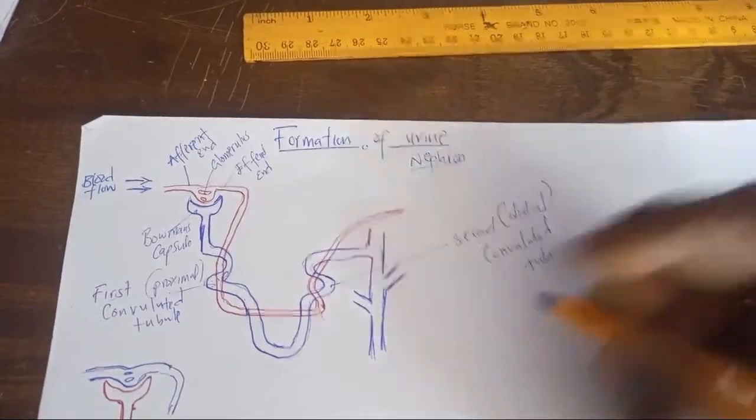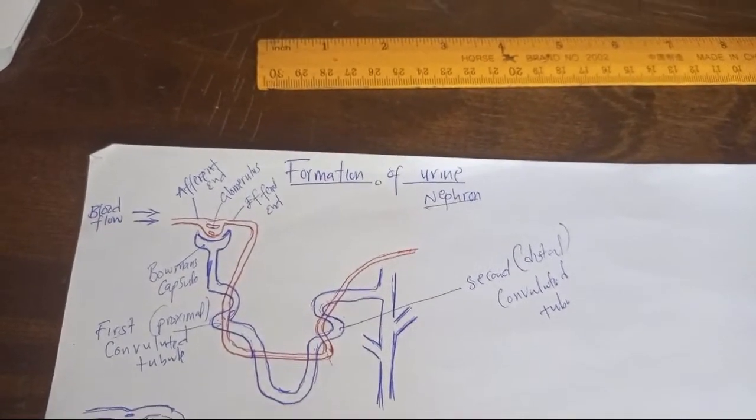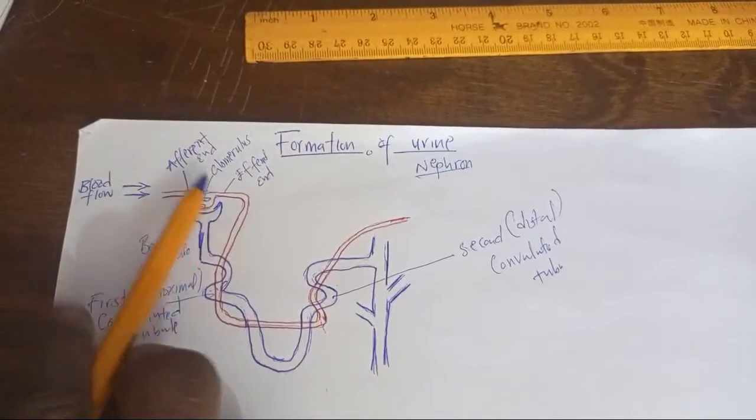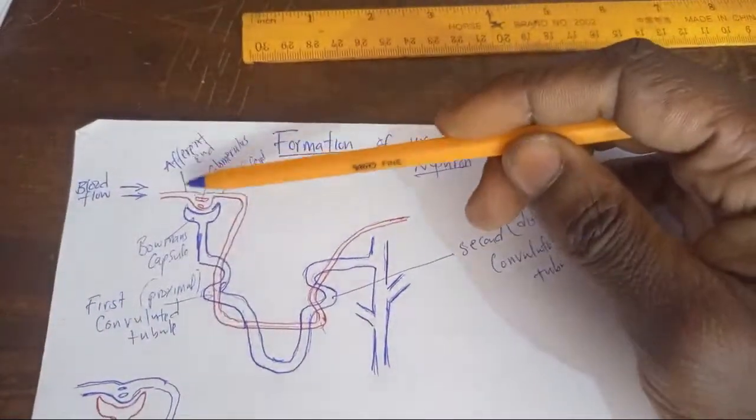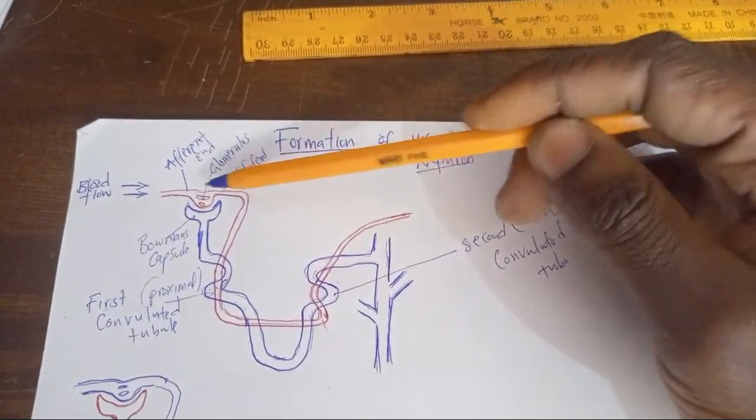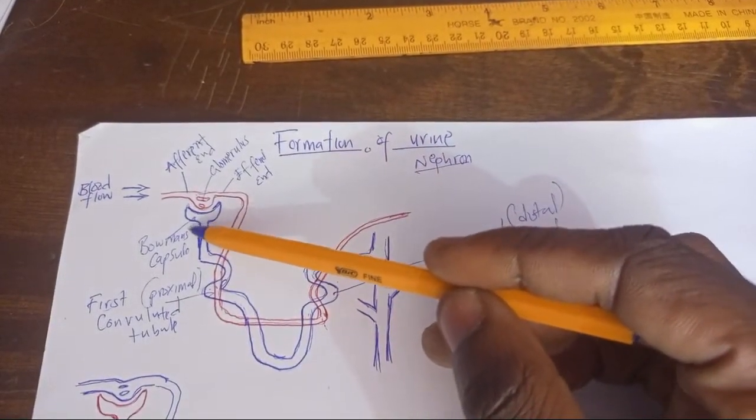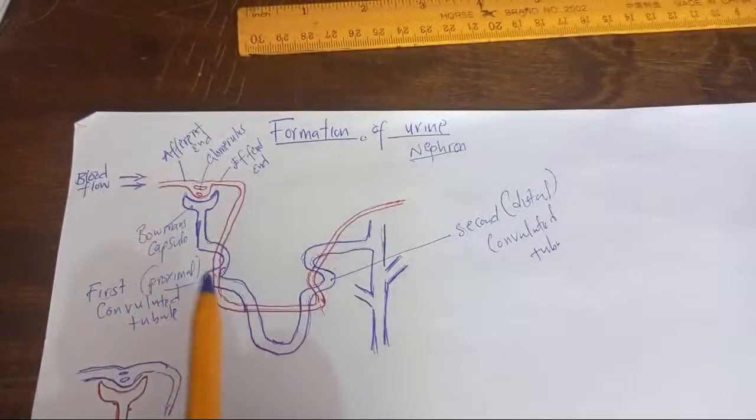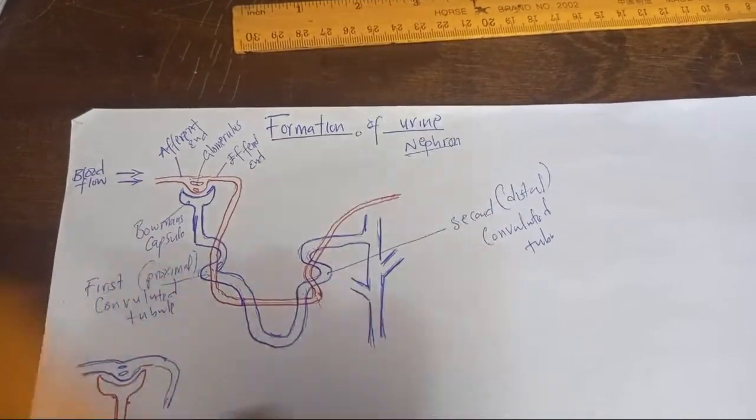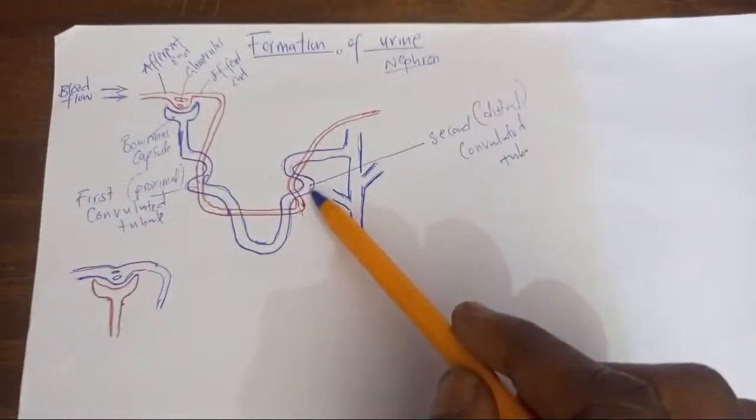I want to talk about urine formation, the structures that will take place here. So we have the blood flow as blood is entering. We have the afferent end where it is starting, the efferent end, and the glomerulus. And this whole thing is the Bowman's capsule. The folded region, the first one, is called the proximal convoluted tubule. The second one is called the distal convoluted tubule.